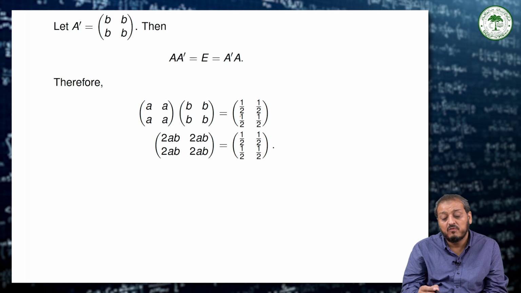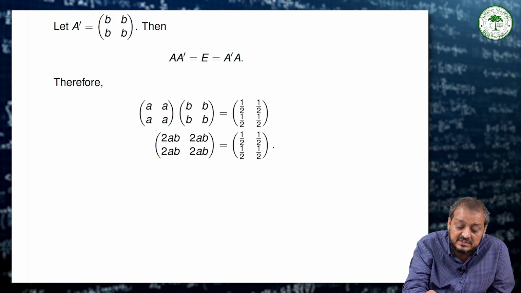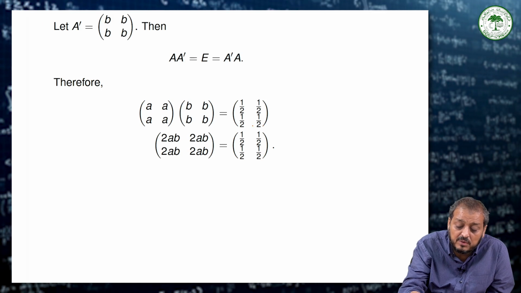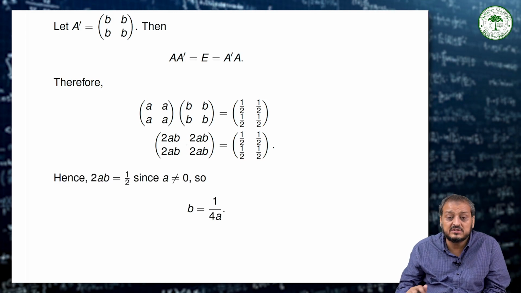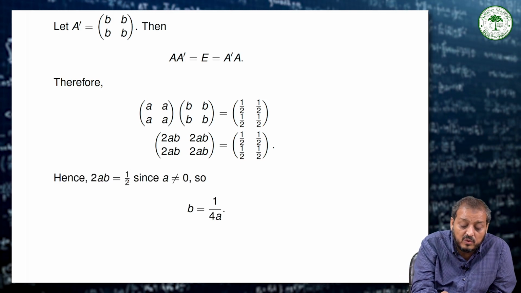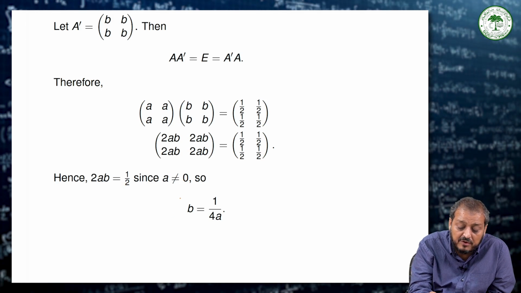We have 1 by 2 in each entry. If we multiply this out, we have 2AB in each entry, and this is equal to 1 by 2. So 2AB is equal to 1 by 2. Since A is not equal to 0, B can be written as 1 by 4A.